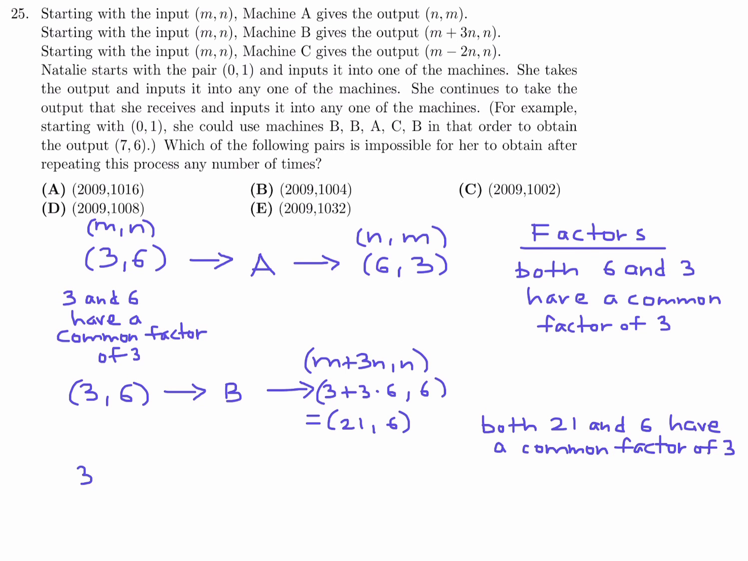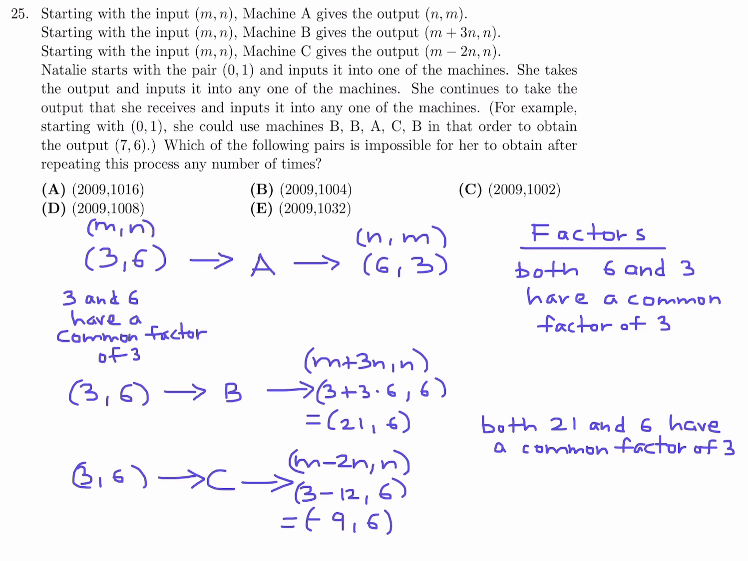And very similarly, we'll do the same thing with machine C. Machine C has the output M minus 2N, N, and that would mean this will be 3 minus 2 times 6, which is 12, and 6, and that is, of course, equivalent to minus 9, 6. And again, both negative 9 and 6 have a common factor of 3.